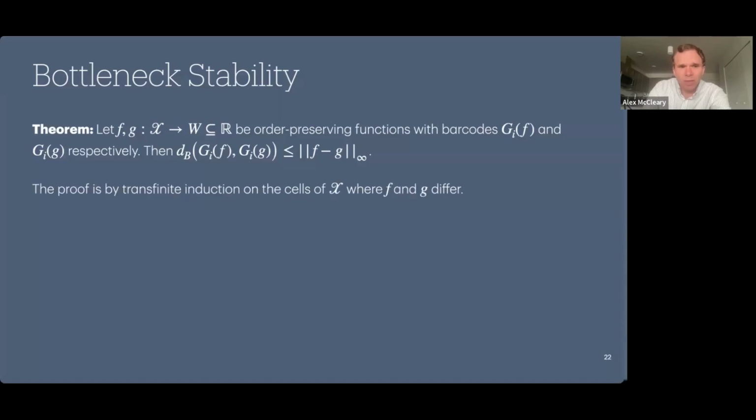And this proof is done by transfinite induction on the cells of X where f and g differ. So it's somewhat similar to the proof in the Vines and Vineyards paper of bottleneck stability. We're just updating the persistence pairing each time the cells differ. It's done by transfinite induction, but really transfinite induction here is not that hard. The hard part is the limit case, which is what you would have to prove in the finitely generated case anyway.